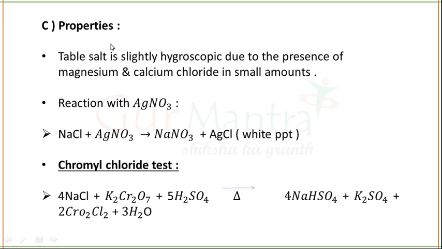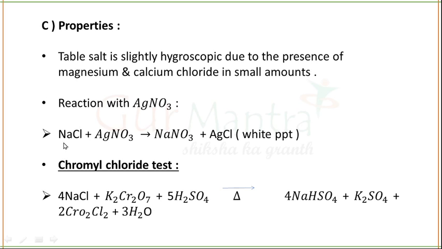Next is the properties of NaCl. As you know, NaCl is commonly known as salt. This table salt is slightly hygroscopic. Hygroscopic means a hygroscopic substance is one that readily attracts water from its surroundings through either absorption or adsorption. Examples include honey, glycerine, ethanol, sodium hydroxide, etc. And this table salt is slightly hygroscopic due to the presence of magnesium and calcium chloride in small amounts.